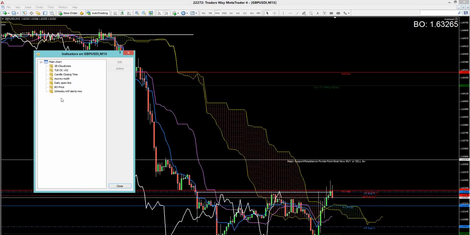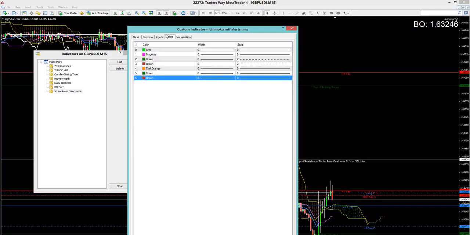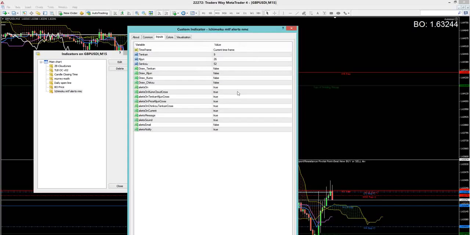Ichimoku MTF alert NMC, that's somewhere in, I think, the first 10 pages of this thread. I like it because it gives you the alerts that I like. The biggest alert that I use when I'm trading binaries is the alert on price on Kinjun cross, which means price has breached Kinjun up or down. Doesn't matter which way, I get an alert on it. For binary options, that's the biggest one that I focus on, and we're going to be focusing on binary options today.